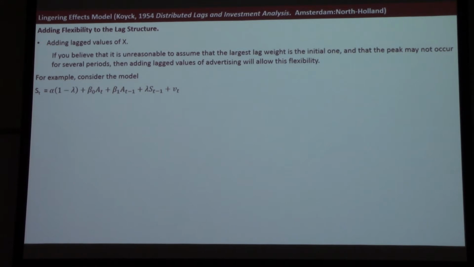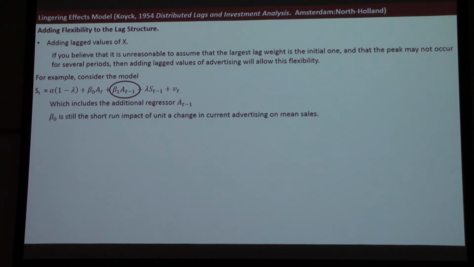So here you just add lagged advertising, and it's still the same lingering effects model, except we're going to switch the peak over. Beta 0 is still the short-run impact. Lambda times beta 0 plus beta 1 times lambda to the i represents the lagged effect in period t minus i. That's a mouthful.